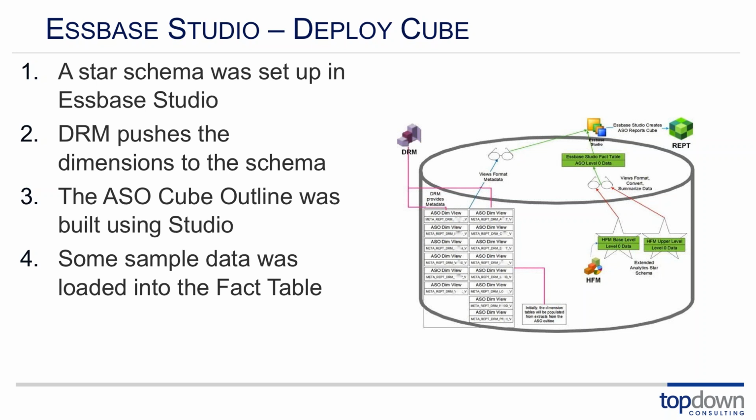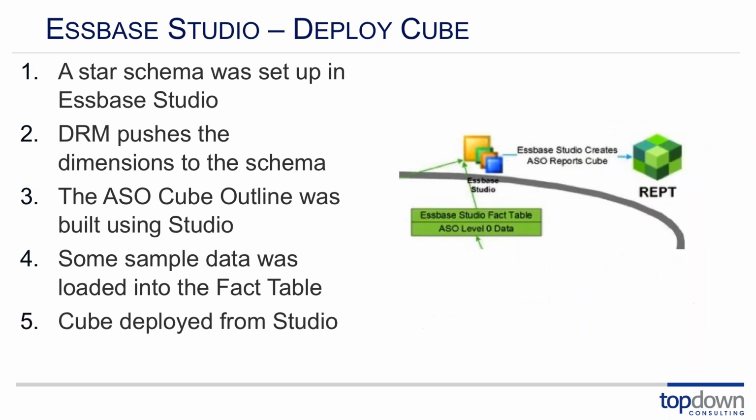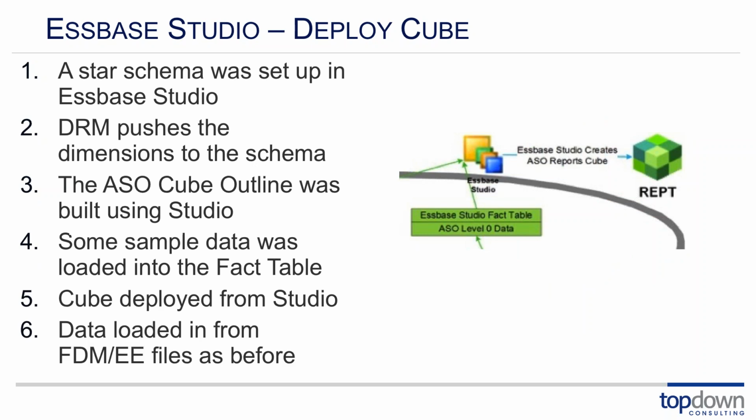We introduced a star schema, loaded it in Essbase Studio, and then we loaded just some sample data into the fact table. We didn't really care about the data that was there. We just needed it to be able to create the cube with the dimensions, and we would be overriding all that data anyway. So we created that original as an ASO cube. We built the outline using Studio from DRM loaded tables, so it became a much better, easily maintained process. And then we deploy the cube from Studio. After that's deployed, the data is loaded in just like it was before from that file.